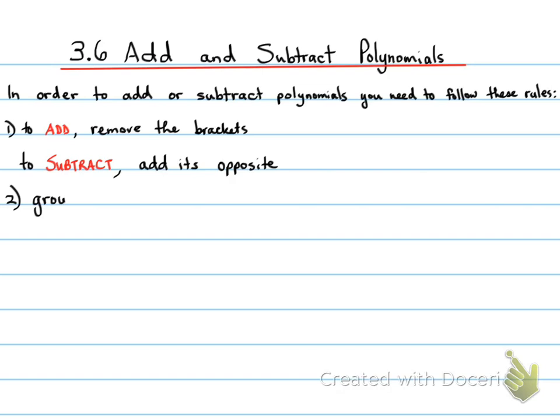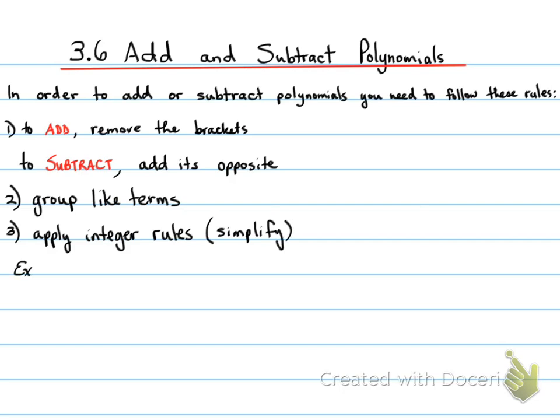Now, a better way to look at that is we're going to look at another example a little later on about adding its opposite. And there's another way to approach that question, and you'll get a good answer for that one. Part 2, group like terms. And finally, apply integer rules. Integer rules means simplify.